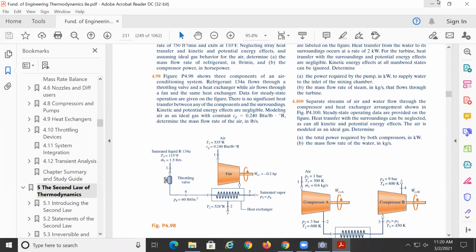We know T1 is equal to 535 Rankines. CP, okay, they give us CP 0.24 BTUs per lb Rankine. Okay. And this fan is going into the heat exchanger. So we go this way, this way.